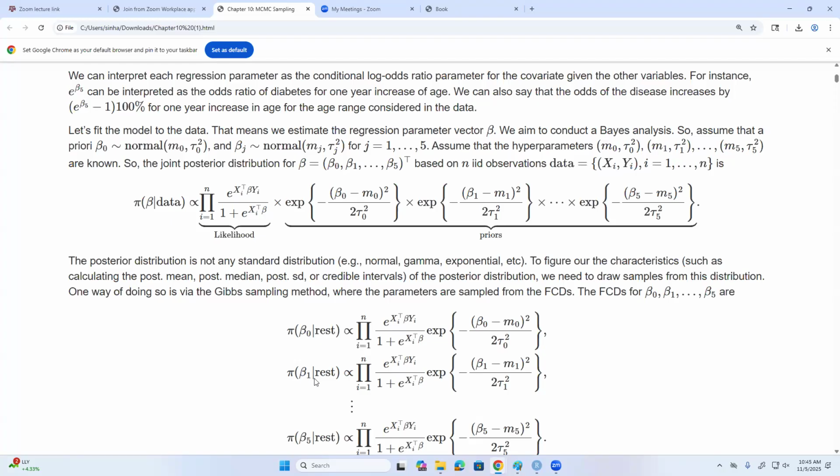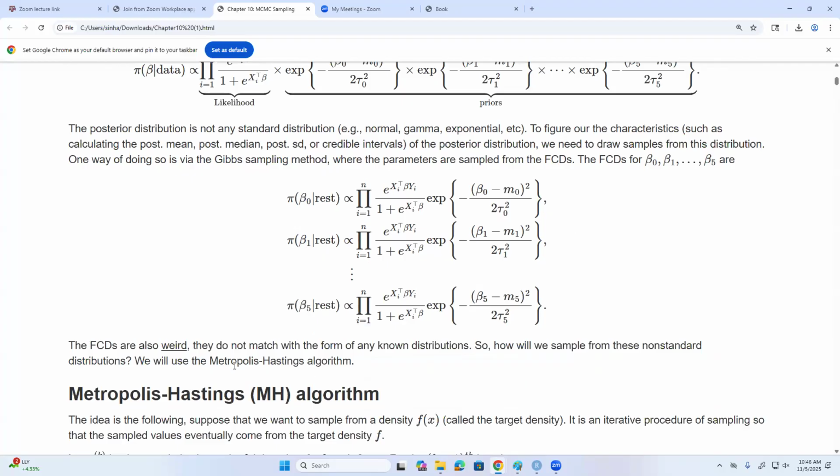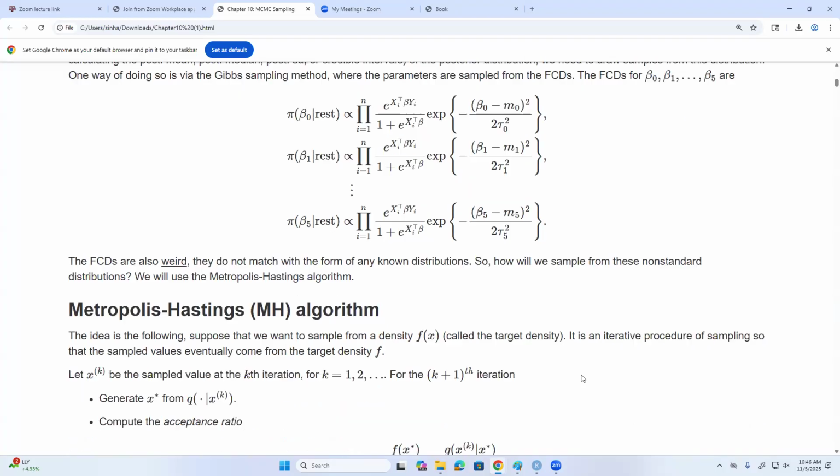Similarly, the conditional distribution of beta 1 involves the likelihood in its full form times the prior distribution, and so on and so forth. The full conditional distributions are also not good looking distributions, not handsome, beautiful distributions. They do not match the form of any known distributions. So how will we sample from these non-standard distributions? We will use the Metropolis-Hastings algorithm.